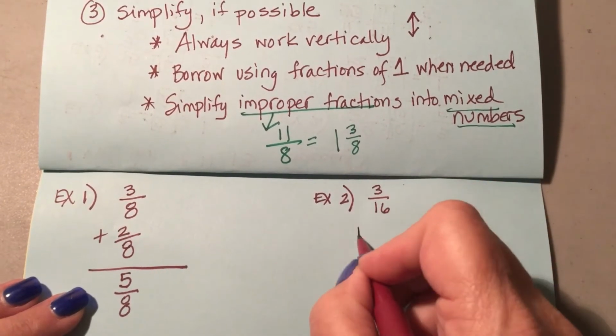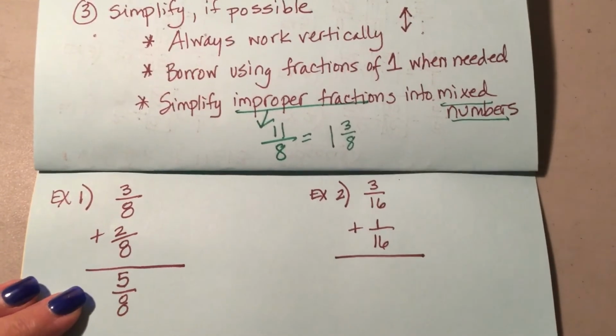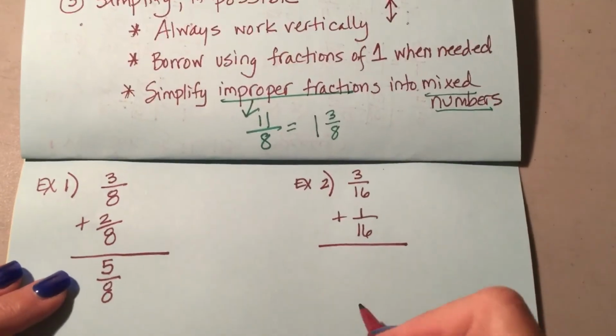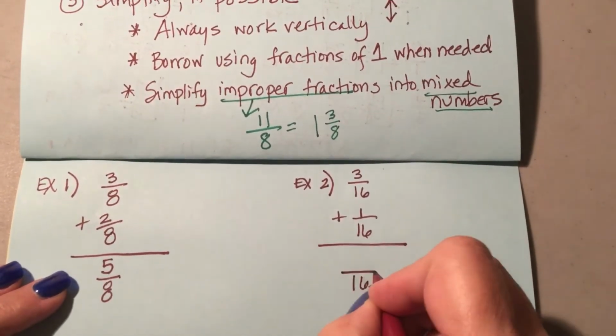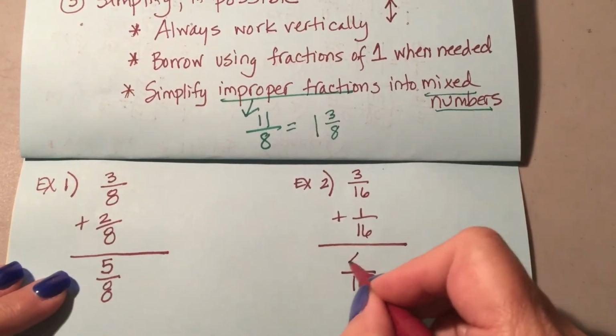3/16 plus 1/16. Okay, once again, the denominators are the same because that's what we're working on. We're going to keep the denominator, which is 16. We're adding, so 3 plus 1 is 4.